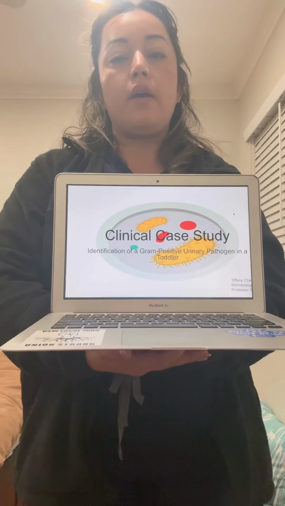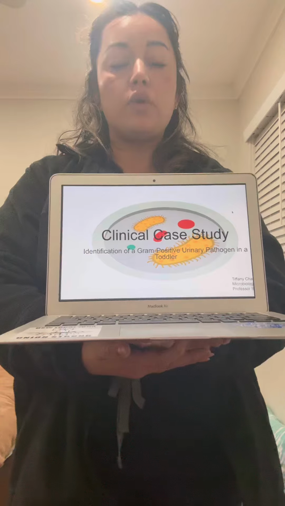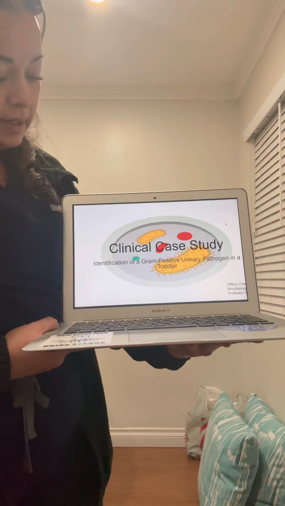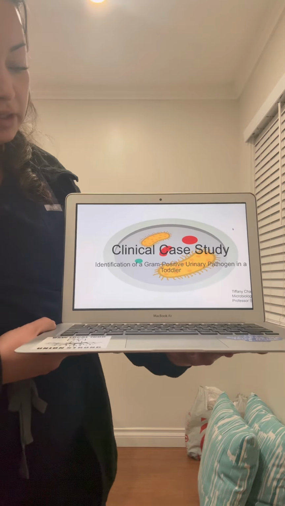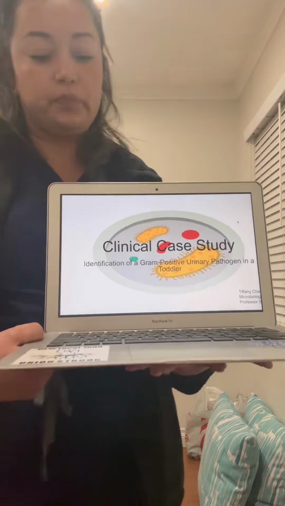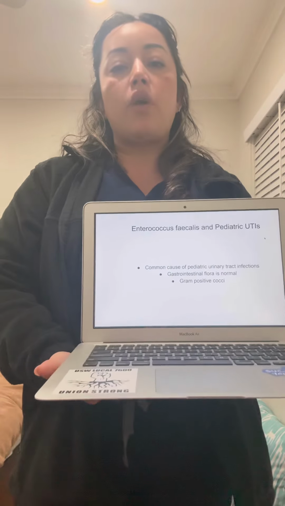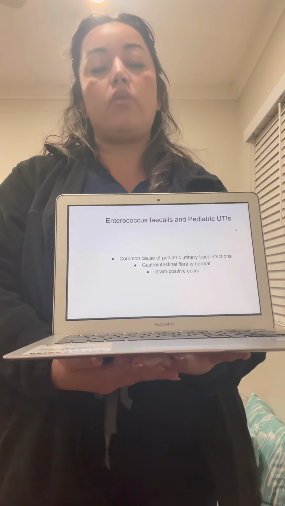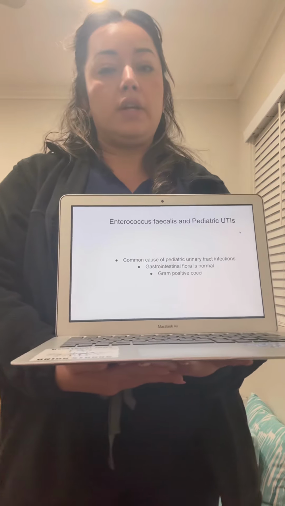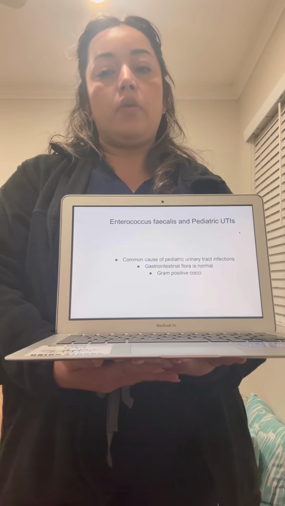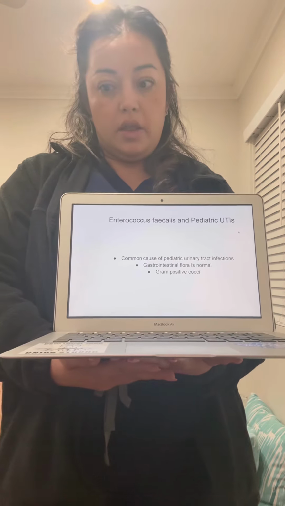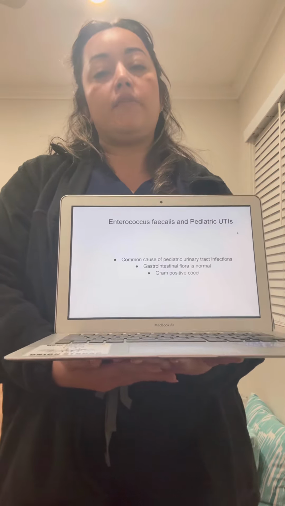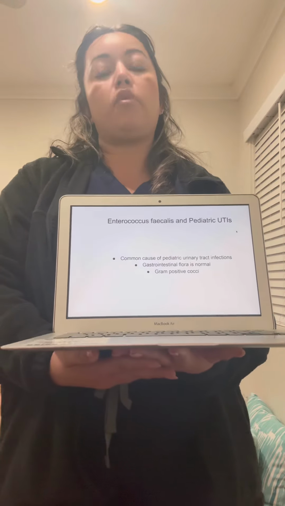I'm going to be presenting my clinical case study with the identification of a gram-positive urinary pathogen in a case of a toddler. I will be describing a pediatric case that involved a toddler, as previously stated, with a prolonged fever of unknown origin. This fever, again, was the only symptom that arose within the toddler, and it concluded with the identification of the pathogen and proper diagnosis.